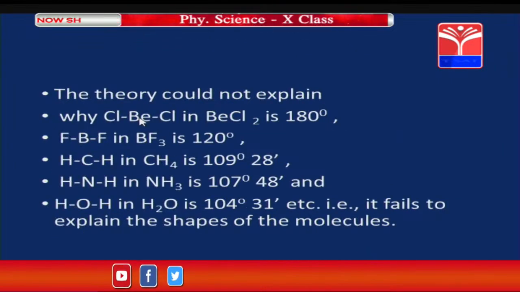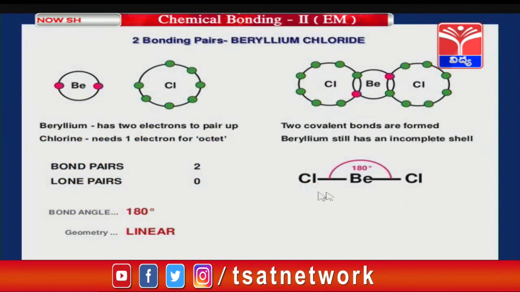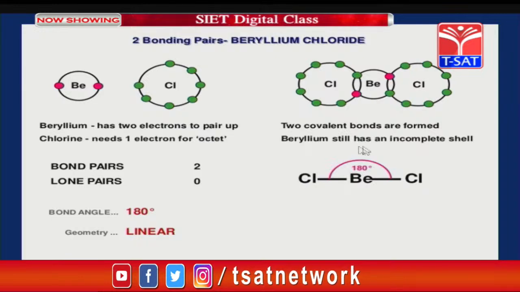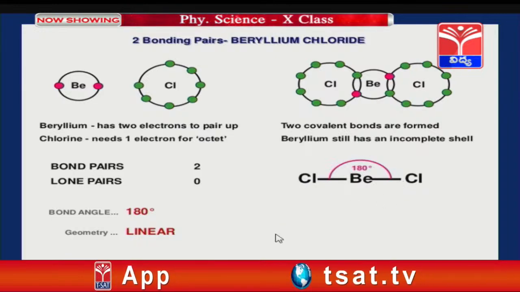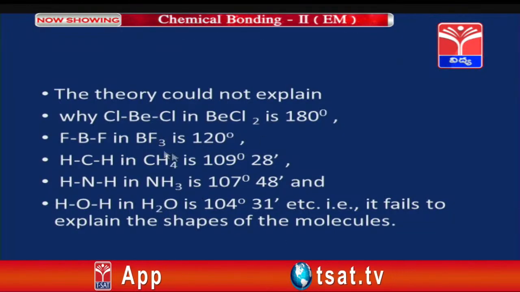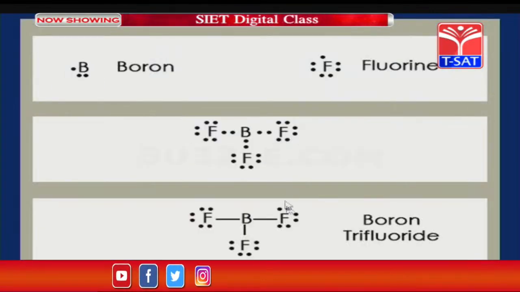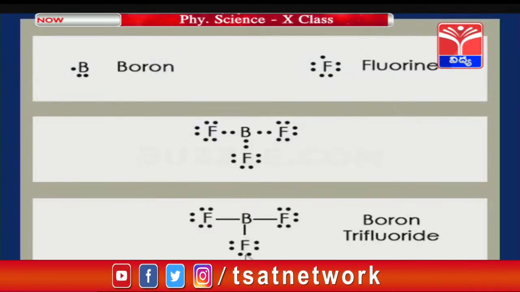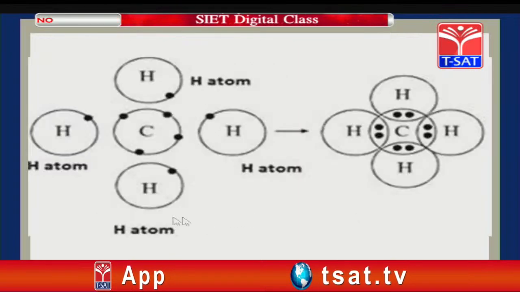For example, if you see beryllium chloride, if you look at the picture, here the bond angle between them is 180 degrees. So, this was not explained in the theory. The bond angle in BF3 is 120 degrees. So, the BF3 molecule is this, it should be expected like this, but here it is not as expected. It forms a trigonal planar structure like this with 120 degrees angle.